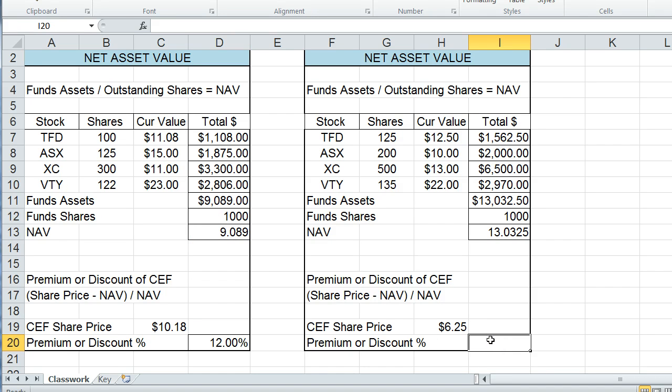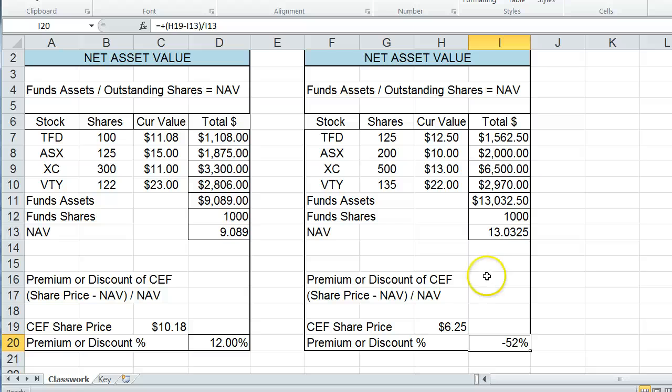So here, I'm going to start the calculation out. I'm going to use a bracket, because the order of operations would make this a wrong answer otherwise. I'm putting it inside the parentheses so that I make sure that this subtraction occurs first before I divide by the net asset value. And we see here that we have a negative 52% reduction, a discount of the closed-ended fund share price.